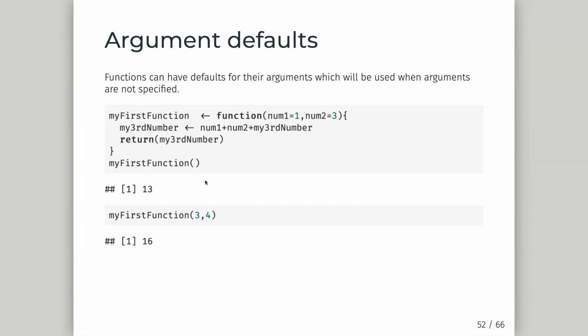Right? So it's going to go, I haven't assigned num1, I haven't assigned num2. So it's going to take num1 to be 1, it'll take num2 to be 3. I've still got my third number in here for some reason, but it will then run that function and do so.